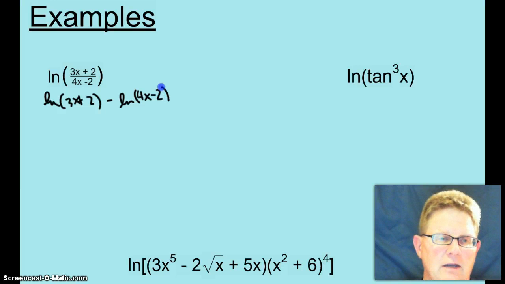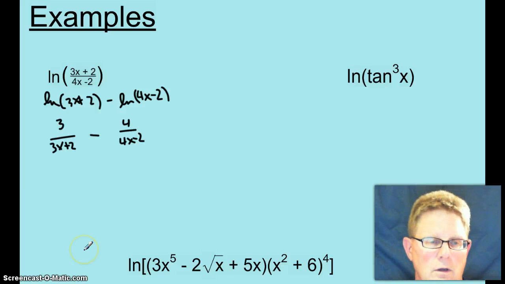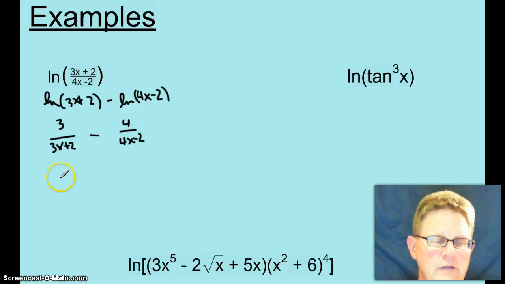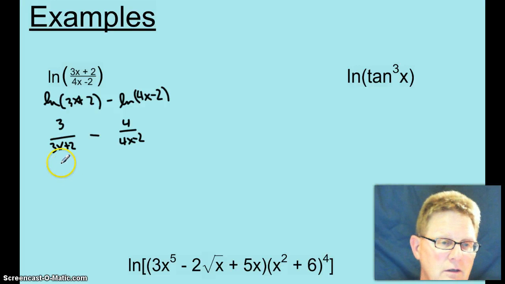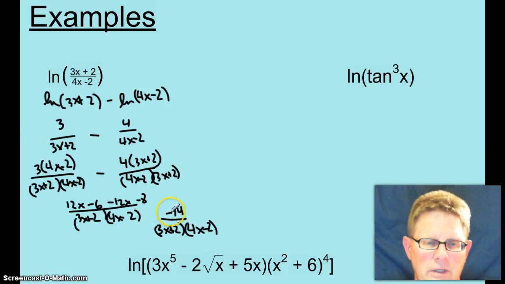Go ahead and take the derivatives of both of those and come back. Alright, there's a derivative of both of those. Now get a common denominator and simplify to get your final answer for the derivative of this function here. Your final answer would be negative 14 over the quantity 3x plus 2 times the quantity 4x minus 2.